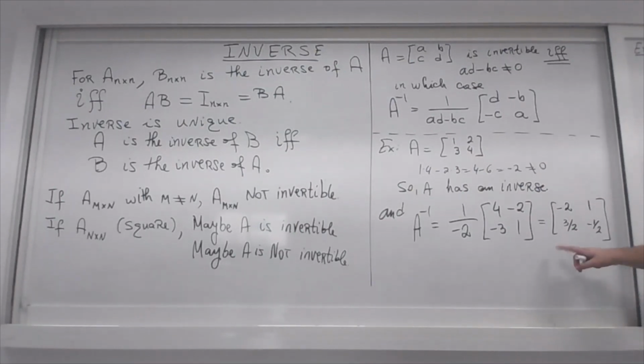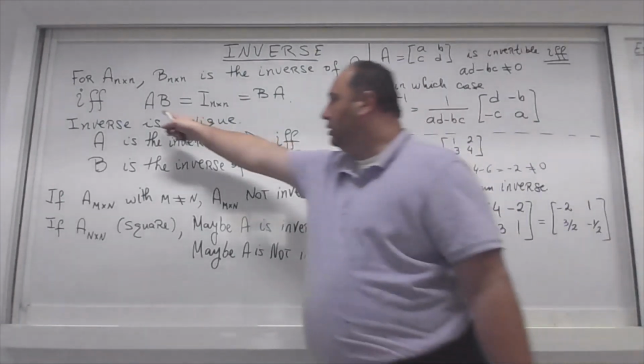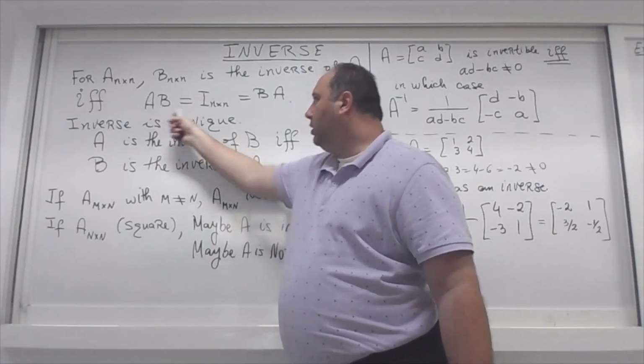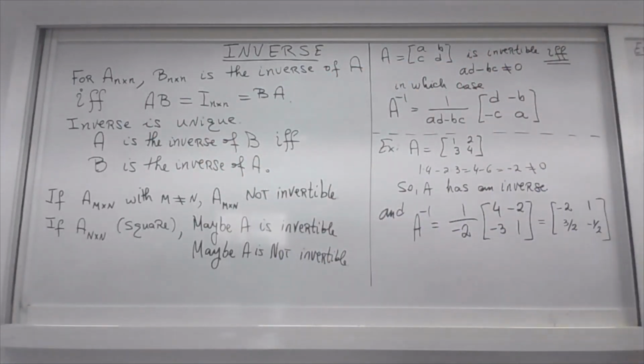that what you computed is actually the inverse. The only condition for the inverse is that when you do the product, you get identity of the same size. So here, A times this matrix, if you get identity 2 by 2, that means that this is the inverse of A, and also A is the inverse of this matrix. So they are inverse of each other.